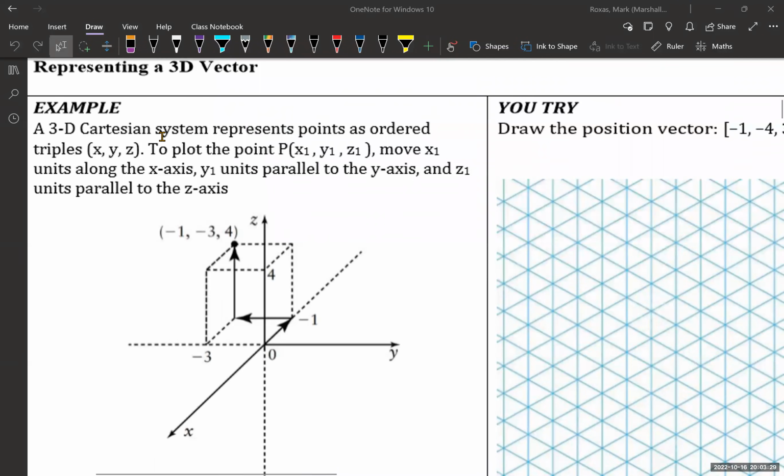So in a 3D Cartesian system, we now have points that are represented by ordered triples instead of pairs. So we have now x, y, and z. So x and y, just like 2D, are the first 2 parts of that triple. And this third component now we're going to throw in there is the z component. Okay, so to plot a point such as x1, y1, and z1, where x1, y1, and z1 are numbers, we're going to look at moving x1 units along the x-axis, y1 units parallel to the y-axis, and z1 units parallel to the z-axis.